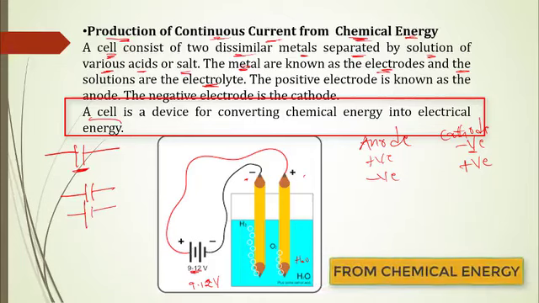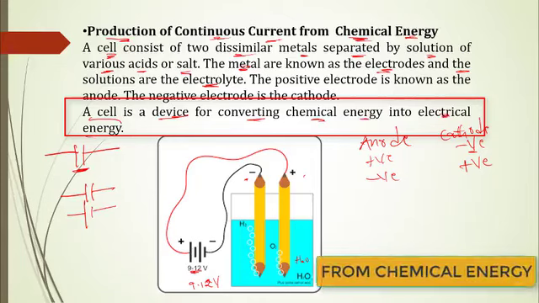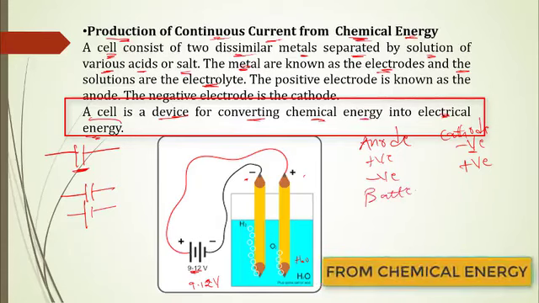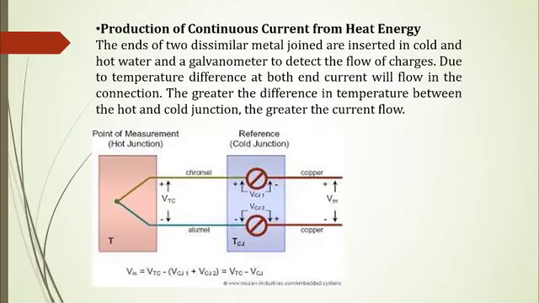A cell is a device that we use for converting chemical energy into electrical energy. So you think of things like your batteries. Batteries are made up of acidic substances that help to convert chemical energy into electrical energy.